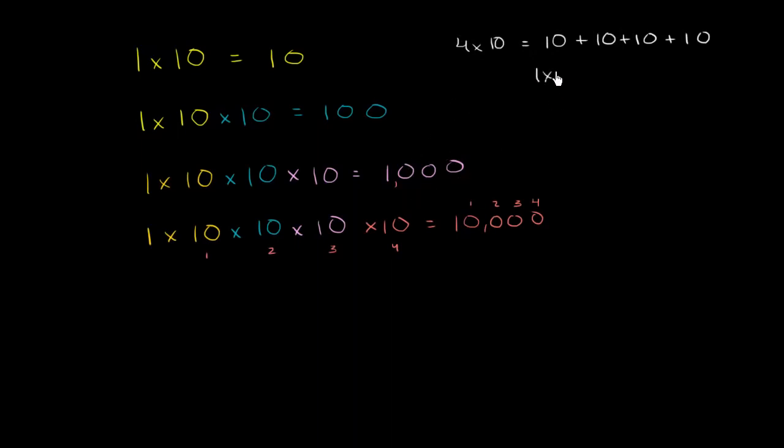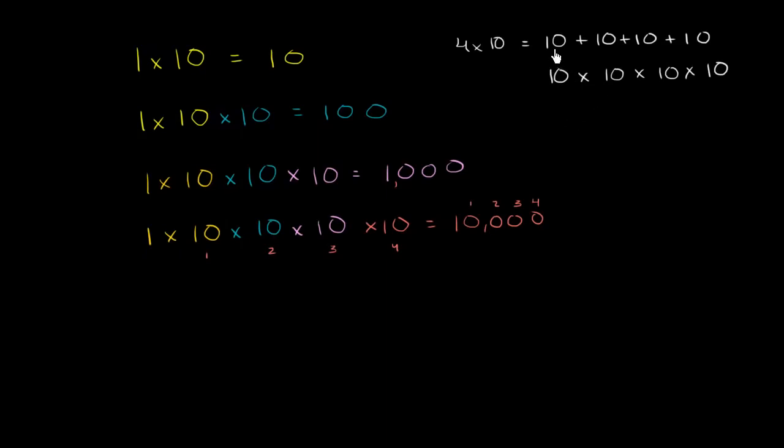If I have 1 times 10 times 10 times 10 times 10, which is really the same thing as taking 4 tens and multiplying them together, because the 1 doesn't change the value. So 10 times 10 times 10 times 10, you're saying, hey, there should be some type of shorthand for this. And you're right. There is some type of shorthand for this, and it's called an exponent.